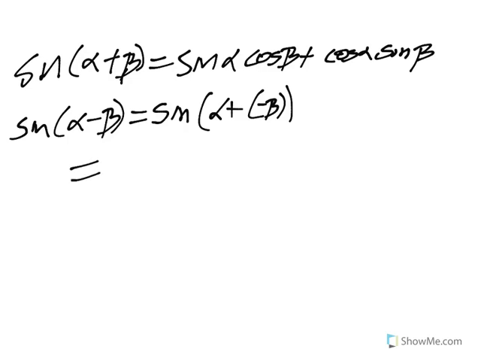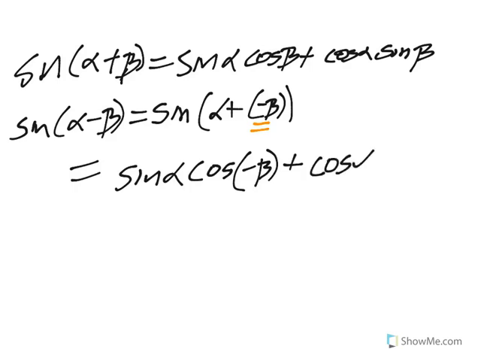But now I'm going to use the new thing we just had. So it's sine of the first, cosine of the second, which now is going to be negative beta, plus cosine of the first, sine of the second, and then we have to remember about odd and even.